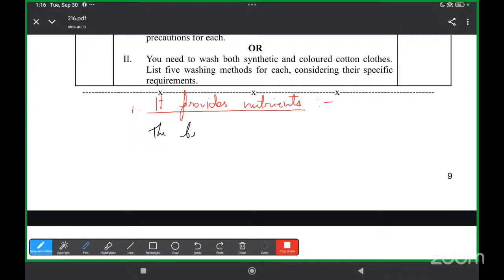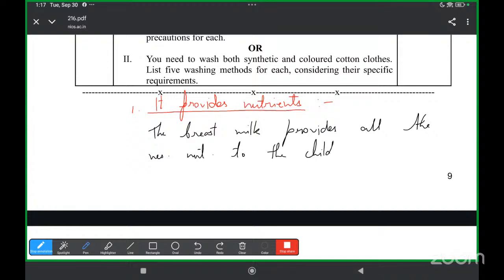The breast milk provides all the necessary nutrients to the child, such as... you write some nutrients. So this thing will consume around 5 lines. And like this, you can make 5 points.